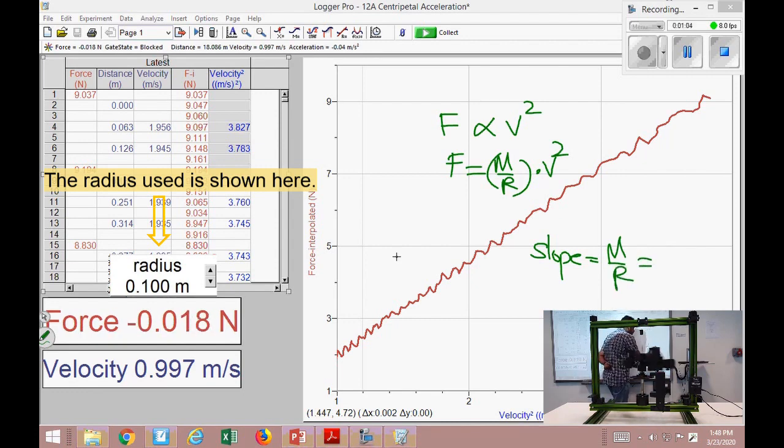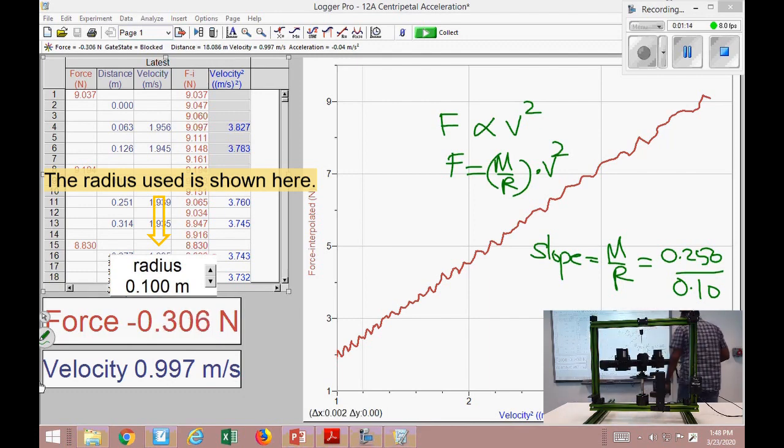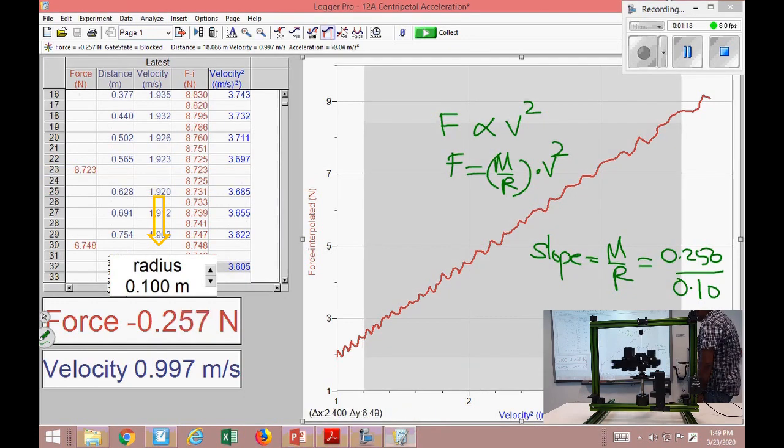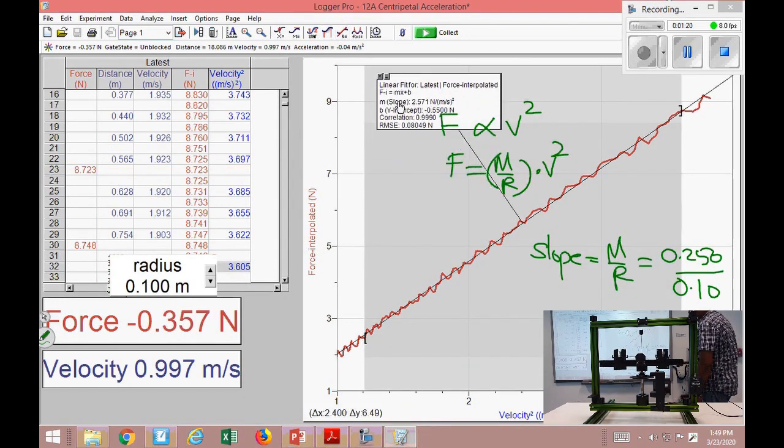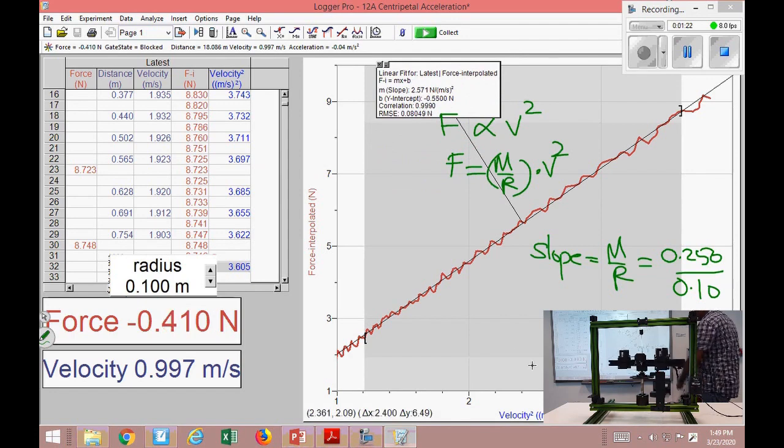Theoretically, I can calculate the slope. Since the mass is 0.250 kilogram and the radius is 0.10 meter, because it is in kilogram and in meter, I will get the slope, and definitely this slope will be equal to the slope of this line. I'm going to get the slope of this line by doing a line fit. Okay, I'm getting 2.571. Definitely these two will be equal. If these two are equal, we verify this relation. Am I right?